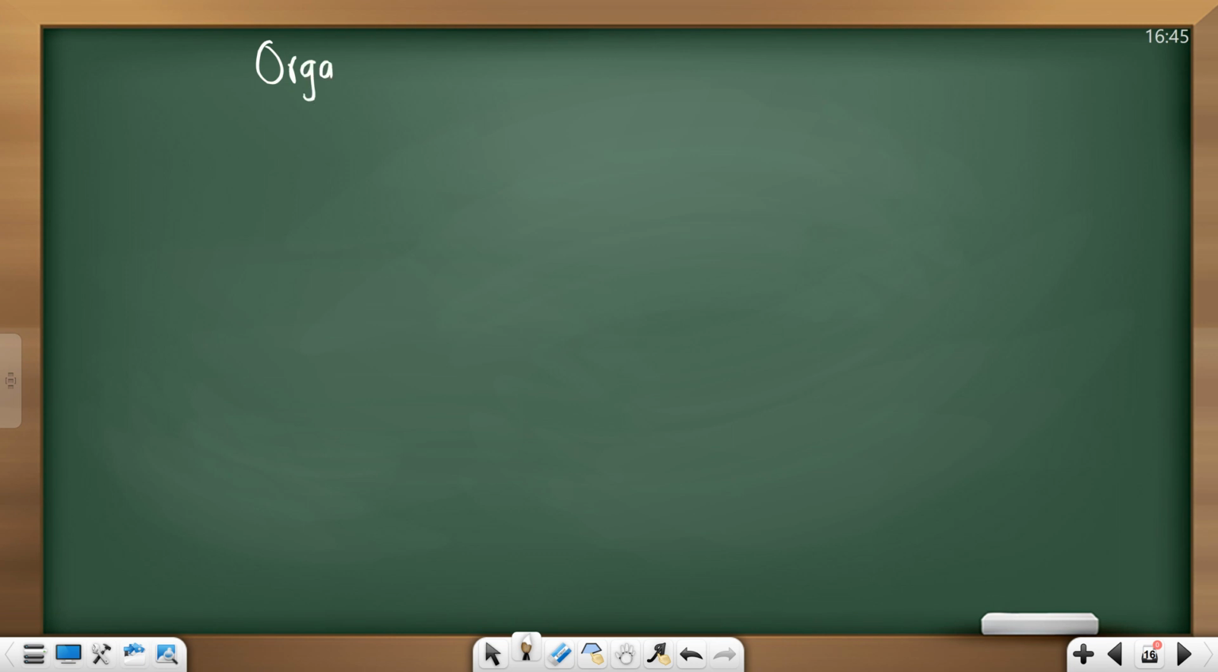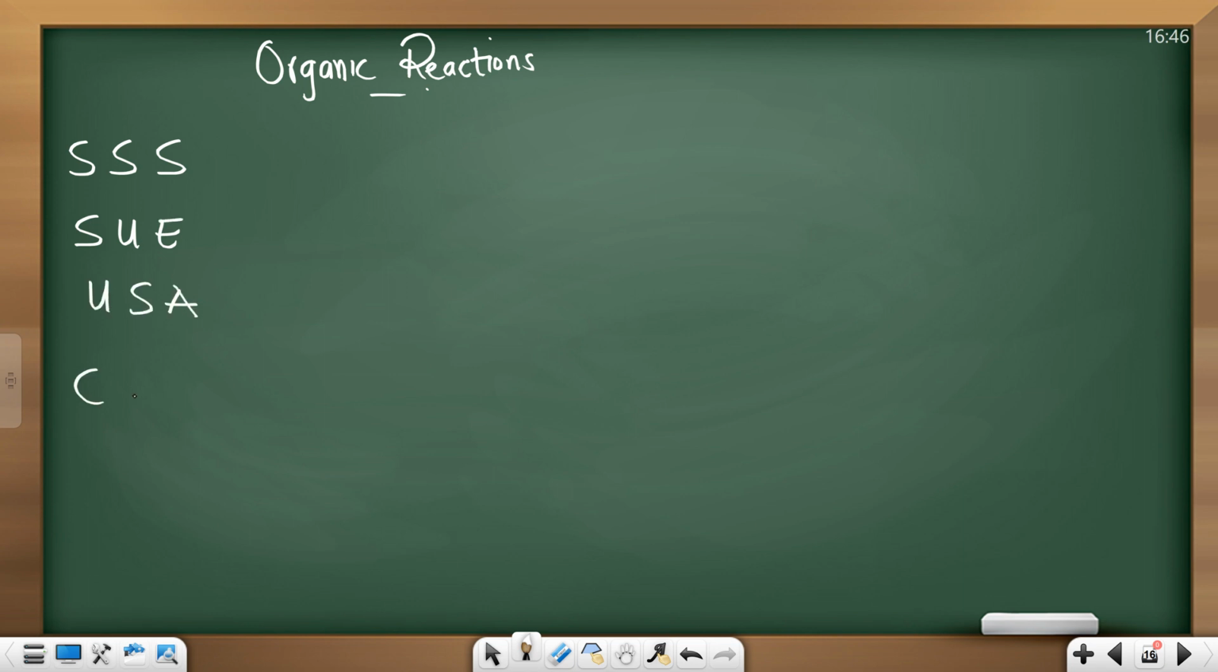what do I do? Organic reactions. This is all I do. So this is all I do when I look at, so my job will be to identify the compounds if they are saturated.